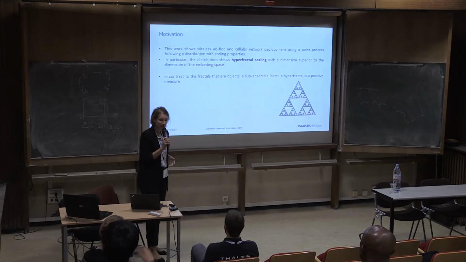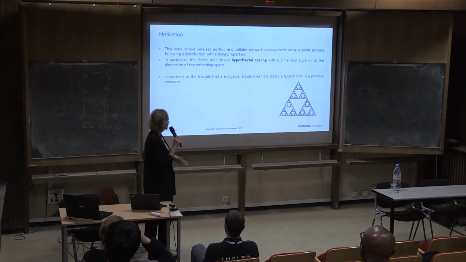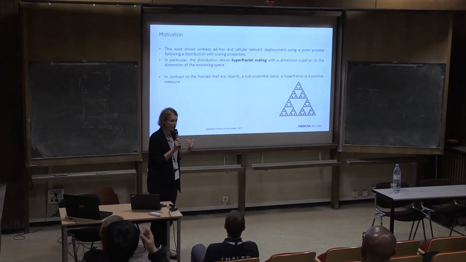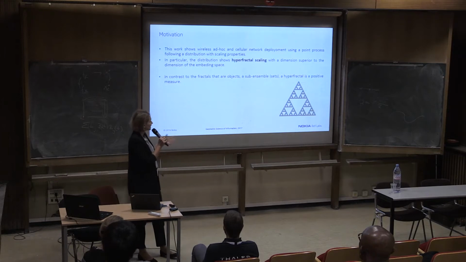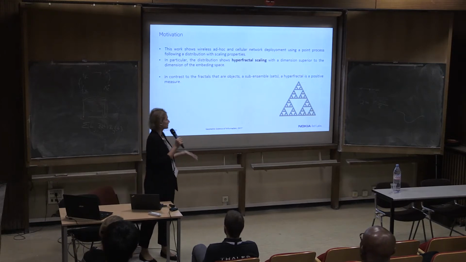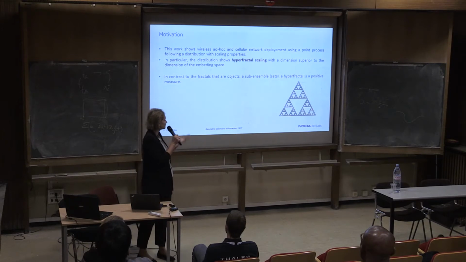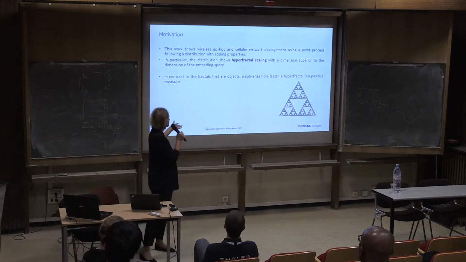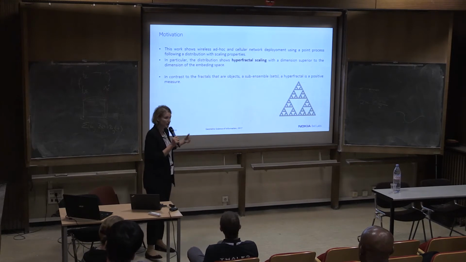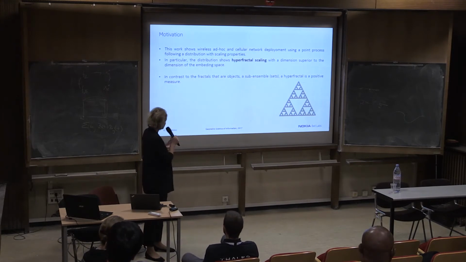Our work shows that wireless networks, and in particular in this case the ad-hoc wireless networks, can be deployed using Poisson processes that follow a distribution with scaling properties. In particular, today we're going to talk about a distribution following hyperfractal scaling with a dimension superior to the dimension of the embedding space. That's why we call it hyperfractal.